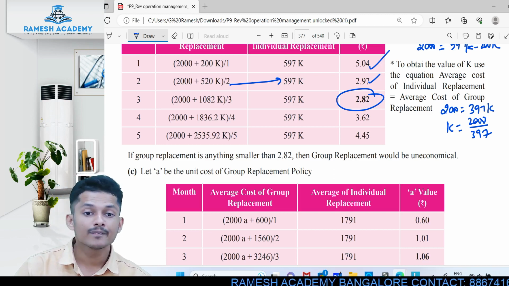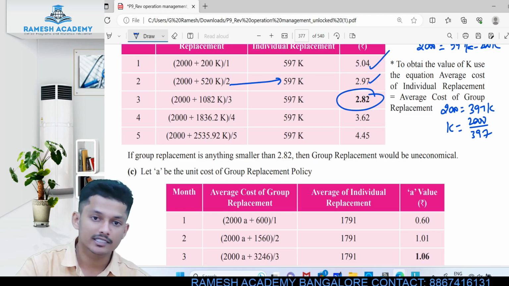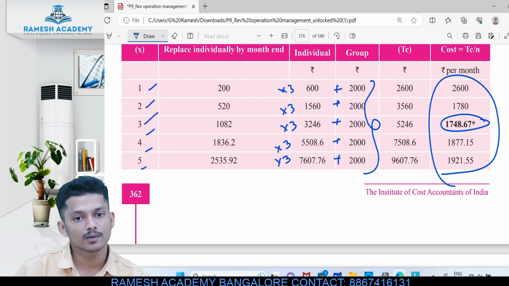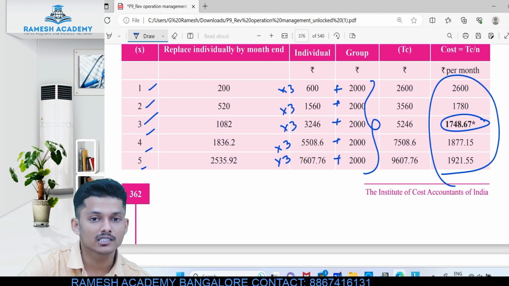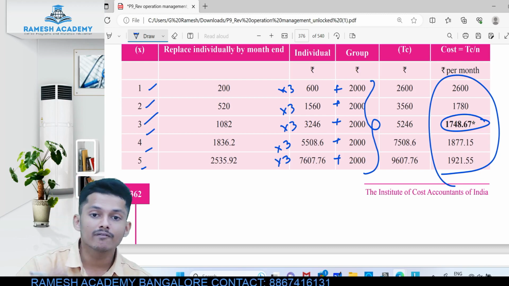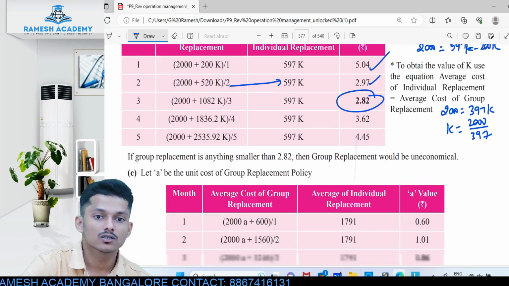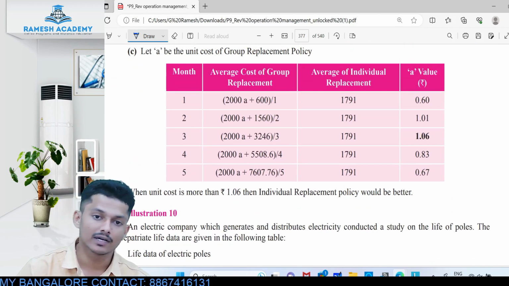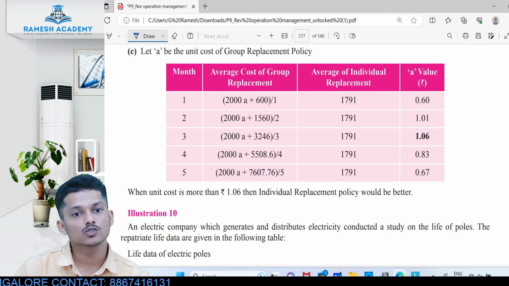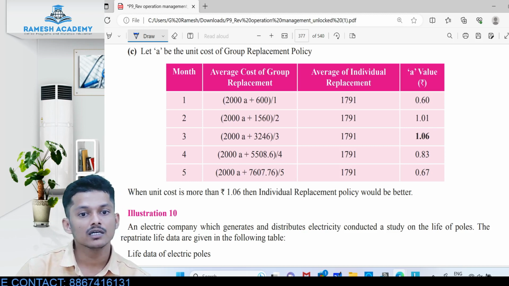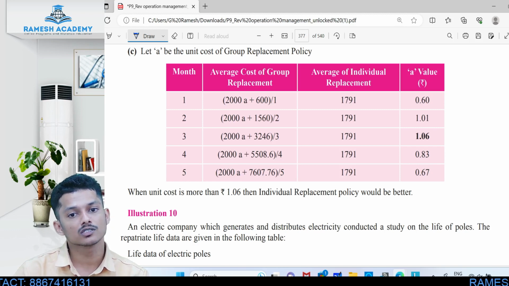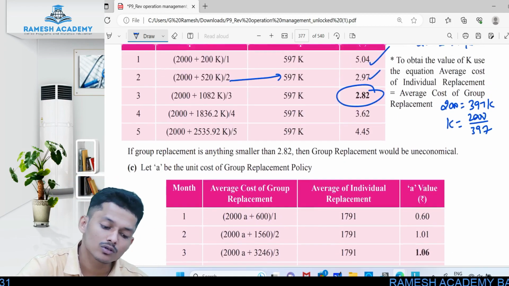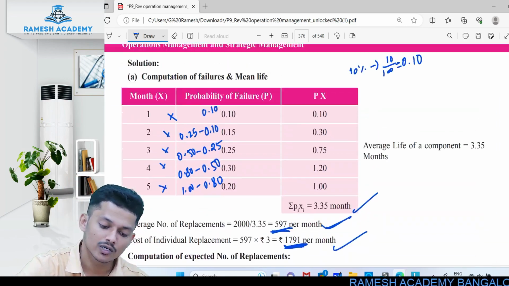Then next, now see here, now the individual cost is the same. Earlier, what was that, group is same, so we had to do individual separately. Now individual cost is same, that is 600, 560, it is same. Grouping we do not know with which number we have to do, that you have to give. Okay, that A you have to take, just like that. So by equating to 1791, again for the same process you have to find the A at the third element. Okay, see, when unit cost is more than 1.06, the individual replacement policy will be better. Okay, you just have to go on, understand the tactics here, you will be able to do it well.